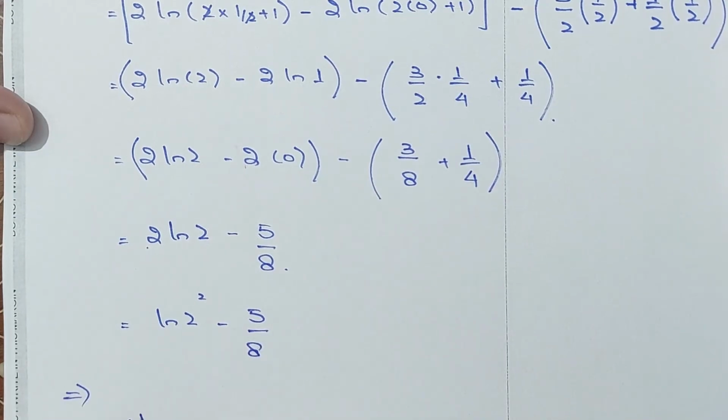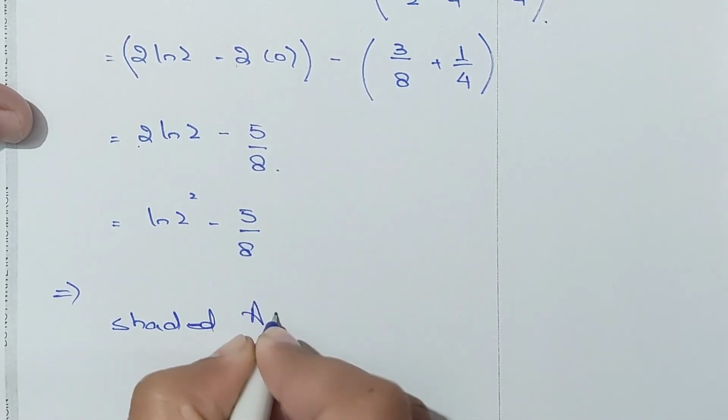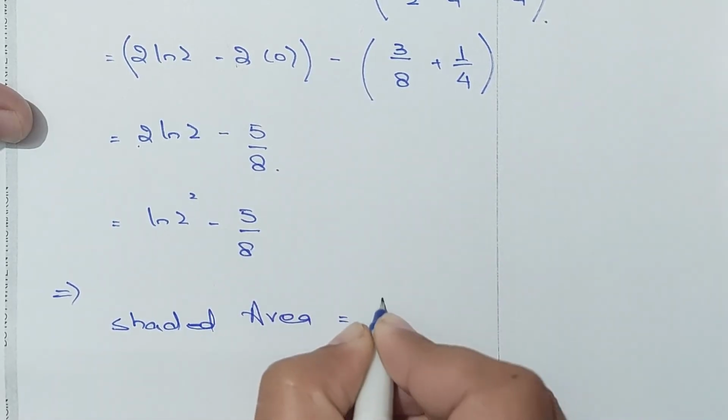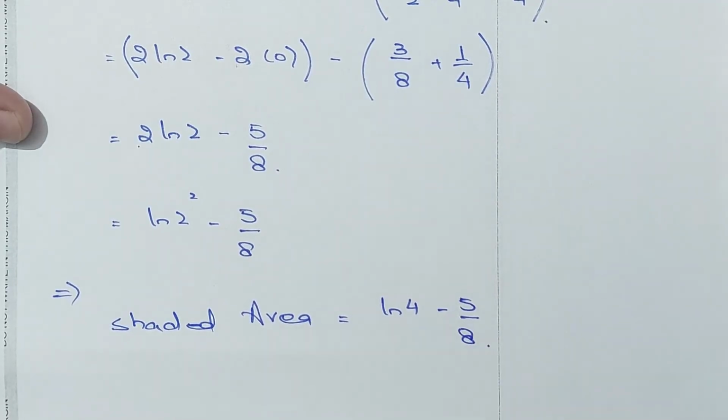So we can say the shaded area is ln 4 minus 5/8, since 2 squared is 4.